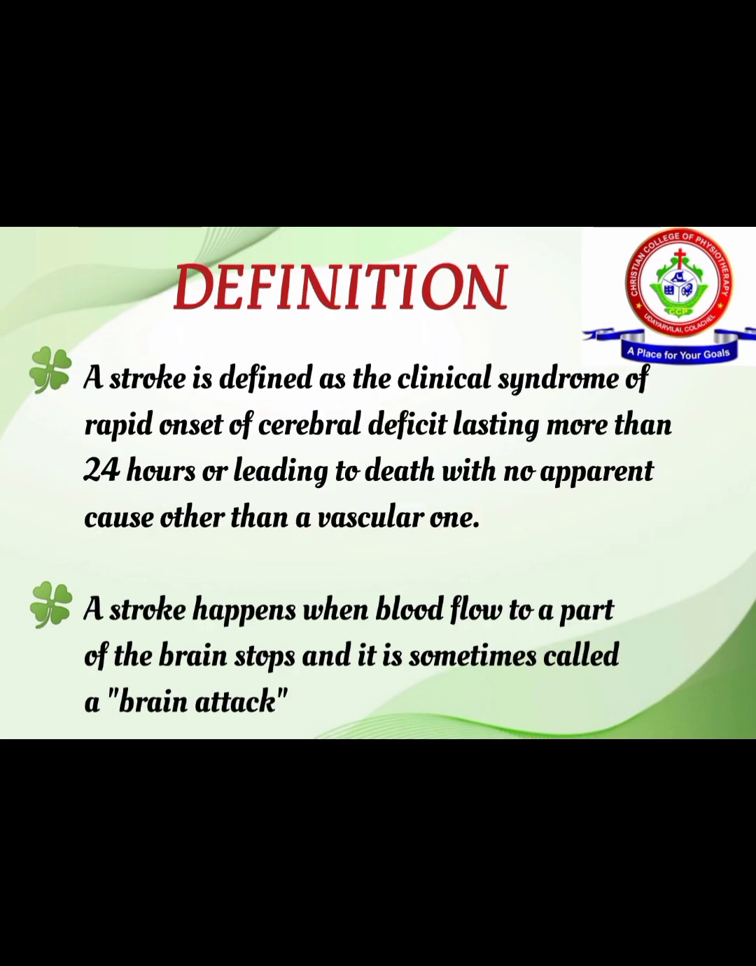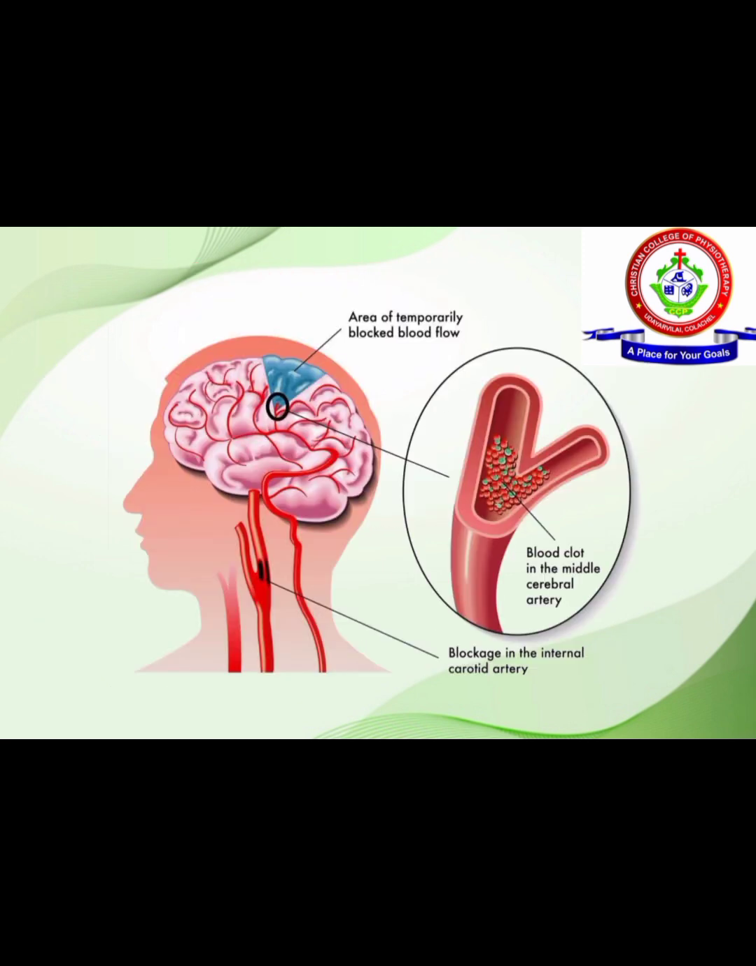Definition. A cerebrovascular accident is otherwise known as stroke. A stroke is defined as the clinical syndrome of rapid onset of cerebral deficit, lasting more than 24 hours or leading to death with no apparent cause other than a vascular one. A stroke happens when blood flow to a part of the brain stops, and it's sometimes called a brain attack. This picture shows the blood clot in the middle cerebral artery and blockage in the internal carotid artery, and also an area of temporarily blocked blood flow to the brain.